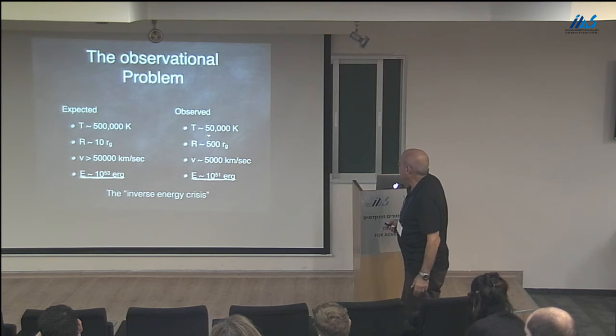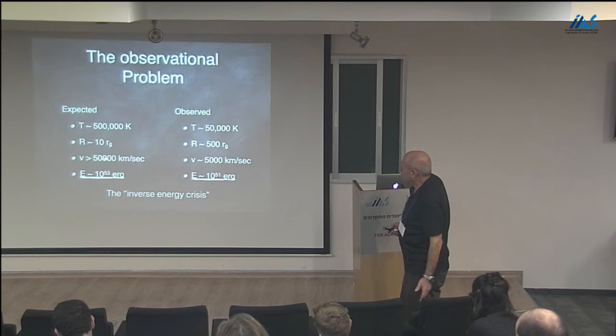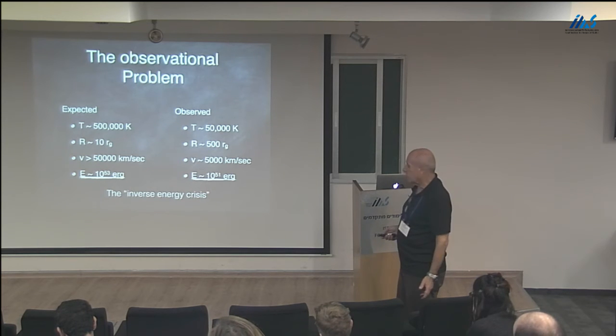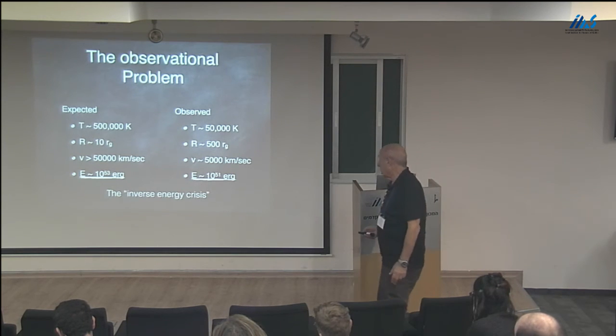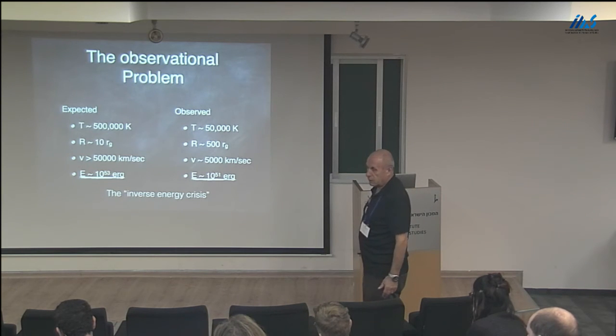Temperatures of 5,000 degrees, you see 50,000. Radii of about 10 gravitational radii, you see about 500. Velocities larger than 50,000, you see 5,000. Total energy of 10 to the 53, we see 10 to the 51. So I compare these two numbers, and I call this an inverse energy crisis.